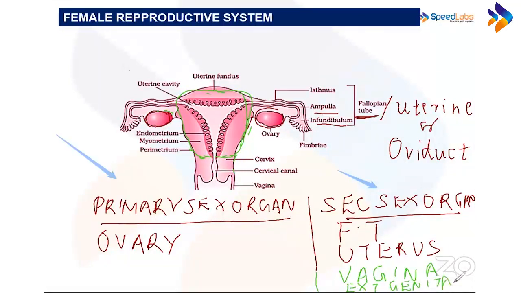All right. ठीक है. So एक बार स्ट्रक्चर को देख लेते हैं. Just look at this. Female reproductive system is what we are talking about. उसमें primary sex organ are the ovaries. Why are they called primary sex organ?